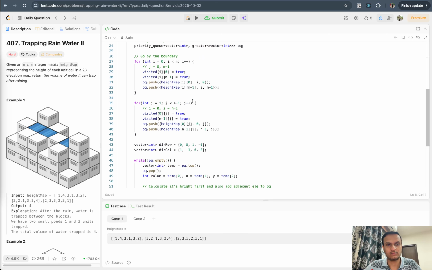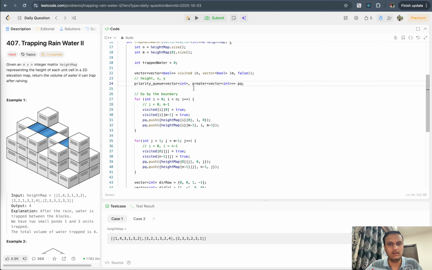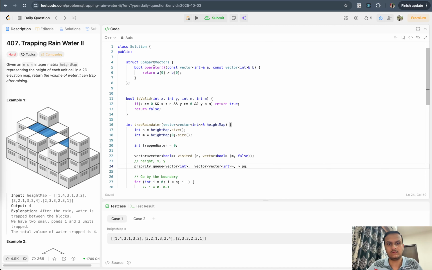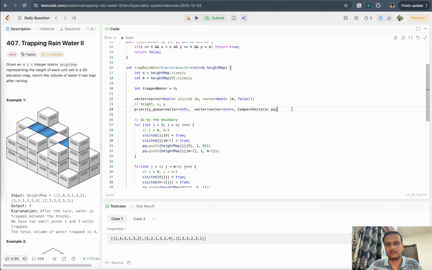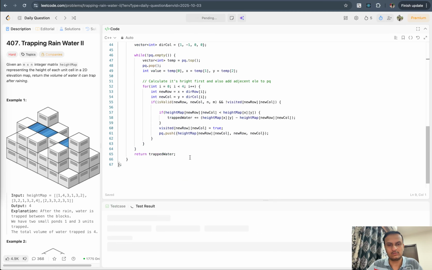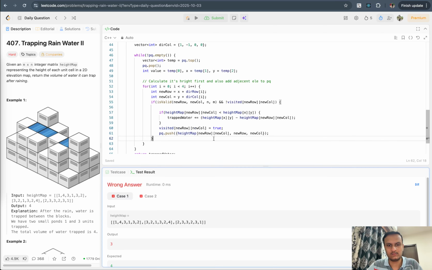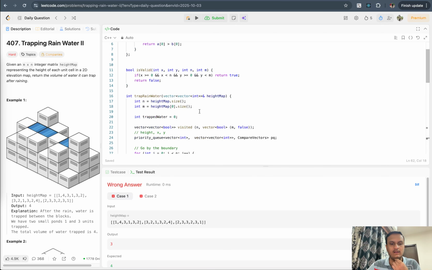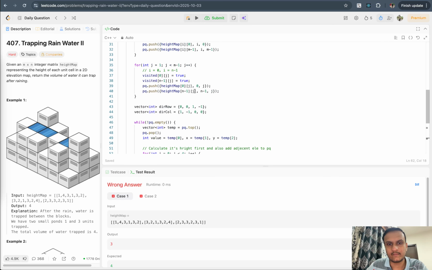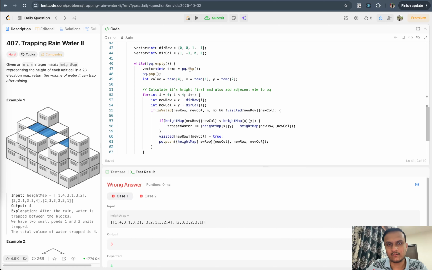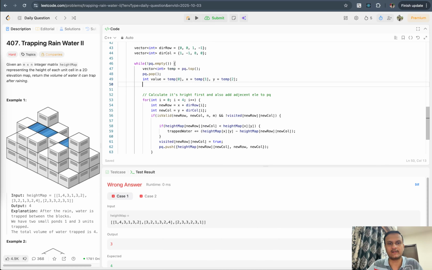And here I also have to give vector of int, and we have to provide a custom comparator for the comparison. Compare vectors. I think this should compile at least now. It's compiled. Now it's giving the wrong answer. Okay, let's check what temp here I'm getting first, so I can be sure that we are using the min heap.